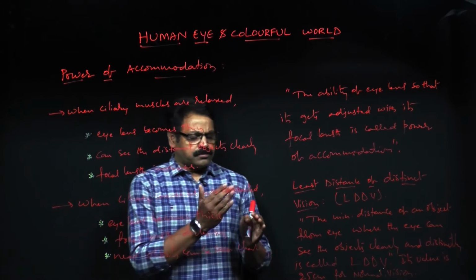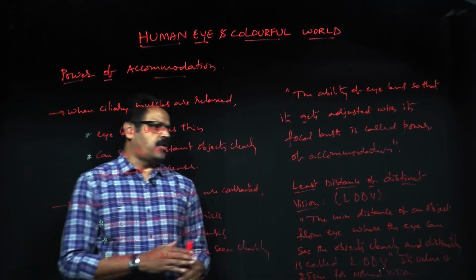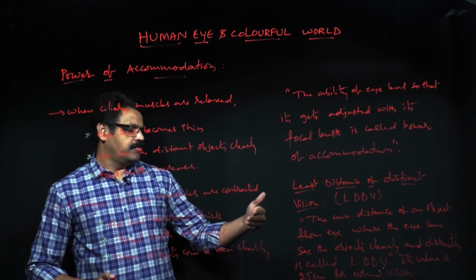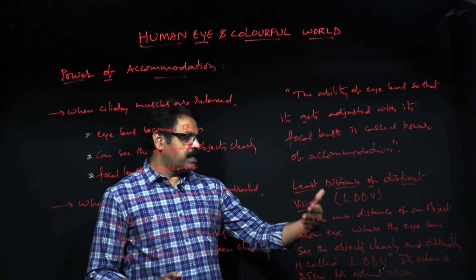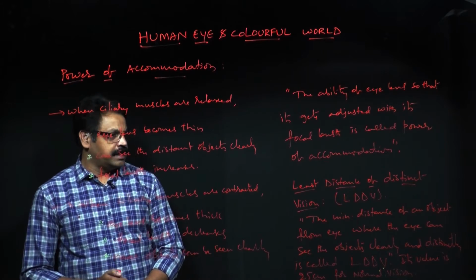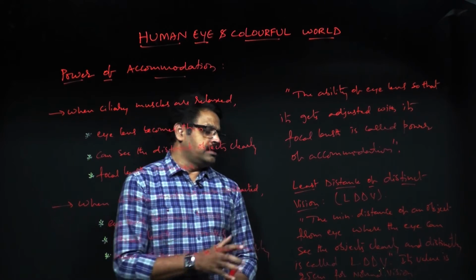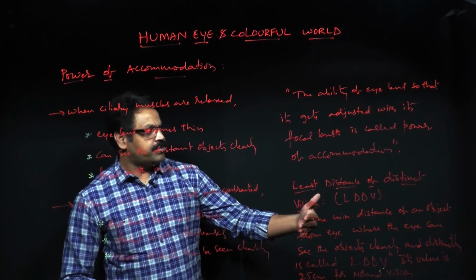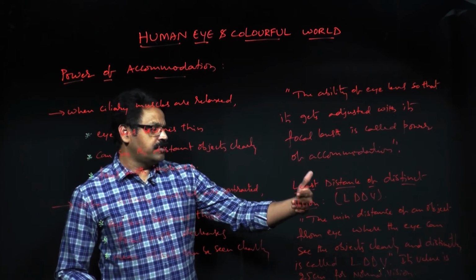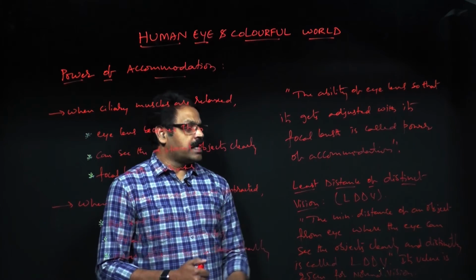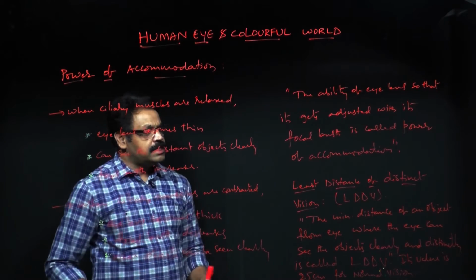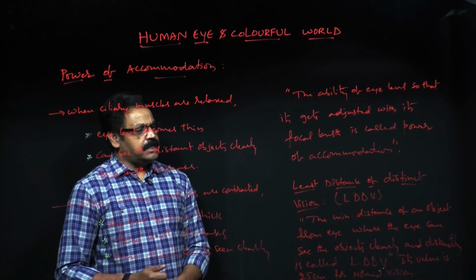And now the eye lens can see the objects clearly when they are kept at a distance of 25 centimeters from the eye. That means for normal vision, if anything is kept near the eye at 25 centimeters, it can see it clearly. Such a distance is called the least distance of distinct vision.